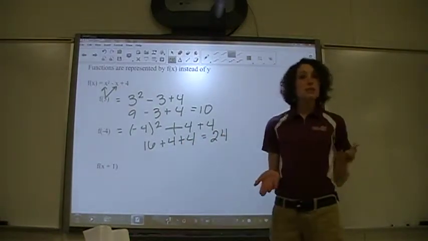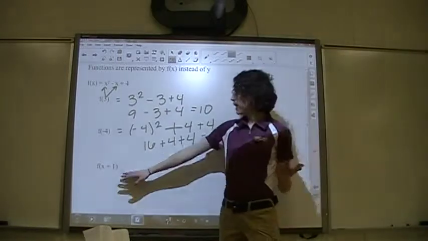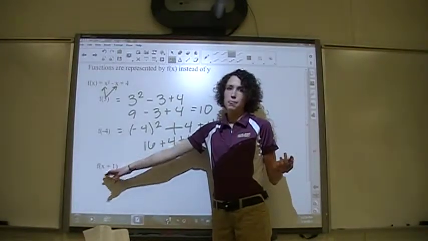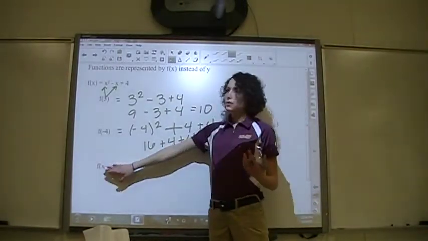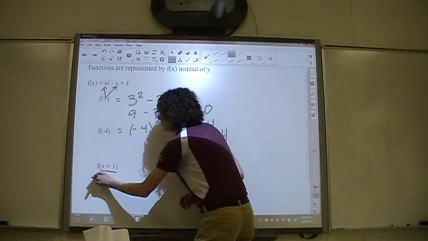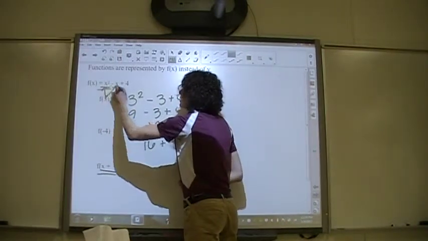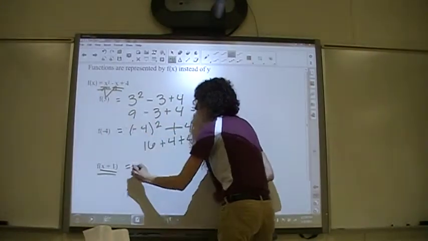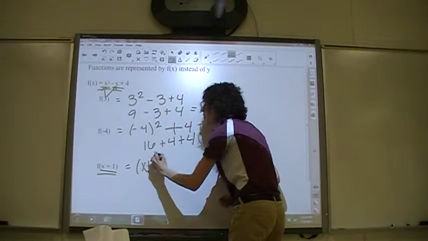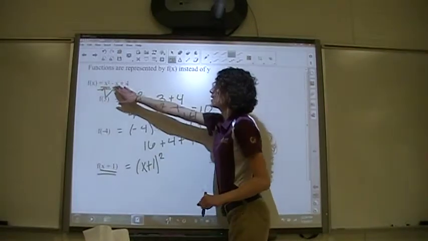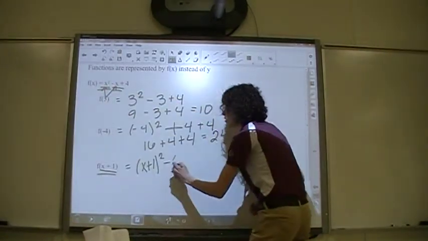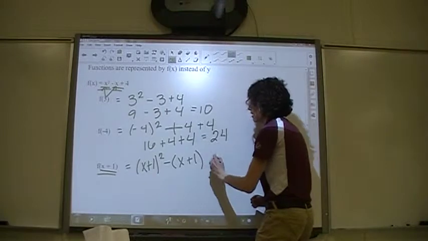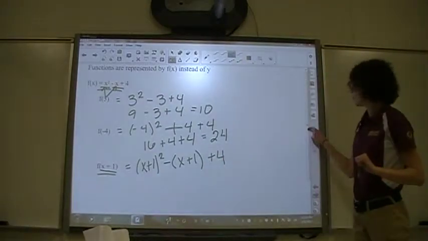Now you don't only need to put in numbers, you could also actually put in this binomial here of x plus 1. So if I want to know what f of x plus 1 is, I put x plus 1 in every single time I see x. So that means instead of writing x squared, I'm going to write x plus 1 squared. Then instead of writing minus x, I want to subtract that whole x plus 1. Then I want to add 4.